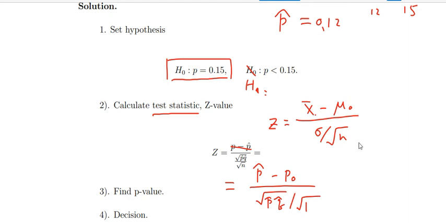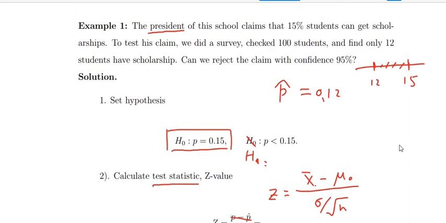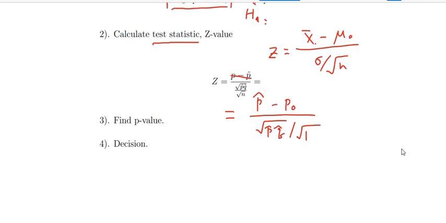So how many students did we check? 100, right? So we just plug it in here. So p hat is 12, right? And p0 is 15. Okay. So here, this sigma, we don't know. We can use p hat q hat also. So what is p? We can use p hat, 12.